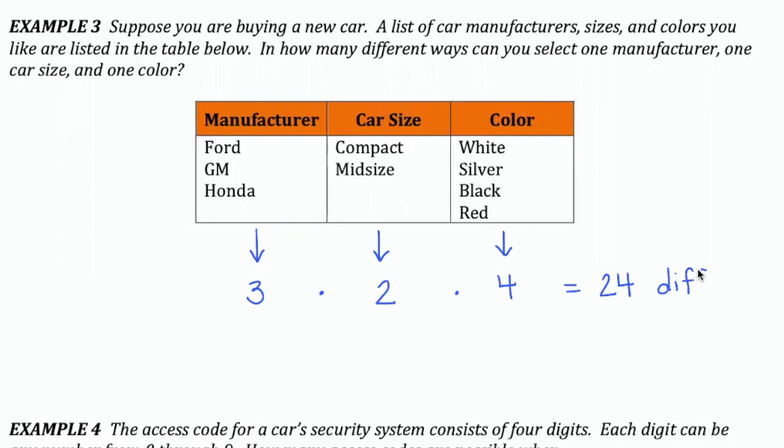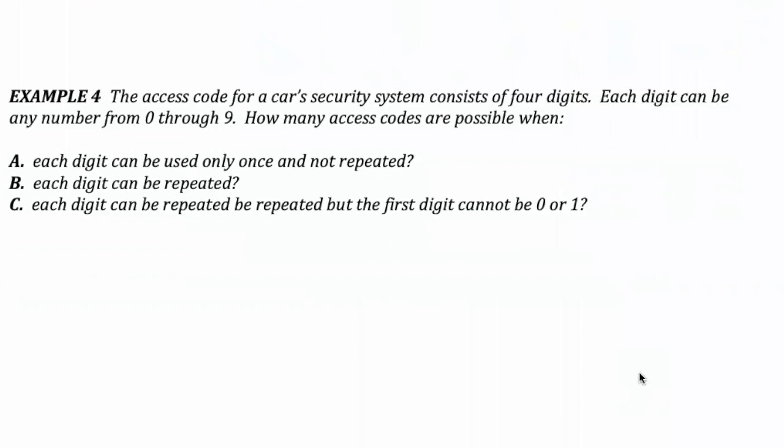different ways. Now, very often we don't really care about listing all those possibilities. We want to focus on one in particular and know what the probability associated with that would be. But let's look at another counting principle example.